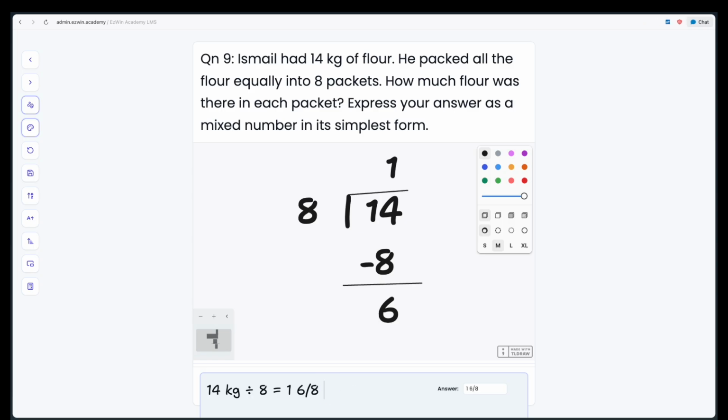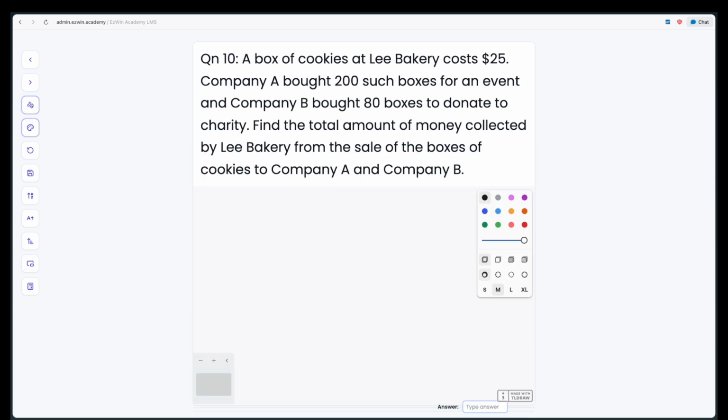And that's it. So 1 and 6 out of 8, which we need to always put in simplest form, right? So that means we have to put 1 and 3 out of 4 kg, because for 6 out of 8, we divided by 2. This will give us 1 and 3 out of 4. So the answer is 1 and 3 out of 4 kg for this question. All right, let's move on to the next question.